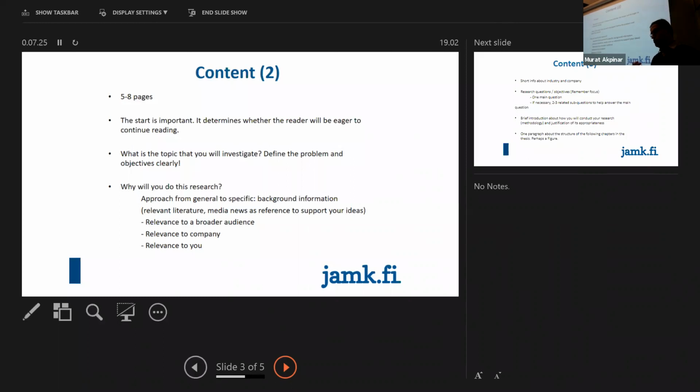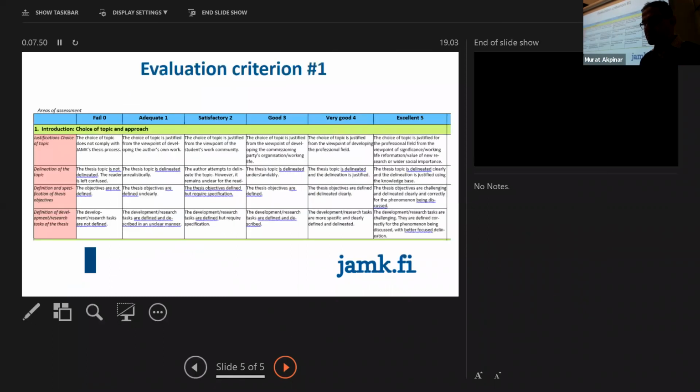Now, when you are talking about motivation, here I am putting down at least 3 levels of motivation, and that's also in our criterion. If you remember, when we are assessing this introduction chapter, we will be looking mostly at criterion number 1. Let us remember criterion number 1. So here: introduction, choice of topic, and approach.